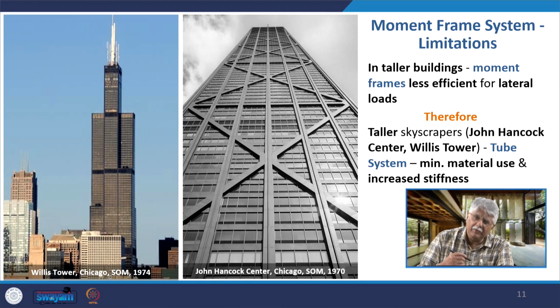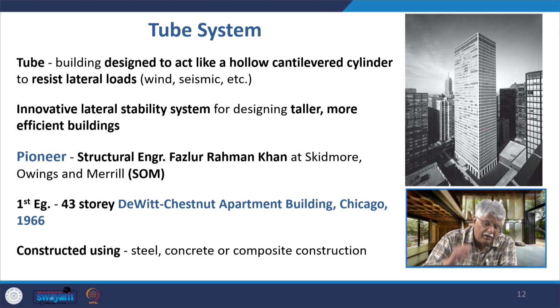But then the limitation of the moment frame system became obvious: if you wanted to build taller than the Seagram or the Lever House, we realized that the moment frame was less efficient when it came to lateral loading, that is wind forces, etc. Therefore, taller skyscrapers like the John Hancock Center or the Willis Tower required something called a tube system, where there is minimum material use but increased stiffness. In the tube system, the building is designed to act like a hollow cantilevered cylinder to resist lateral loads.